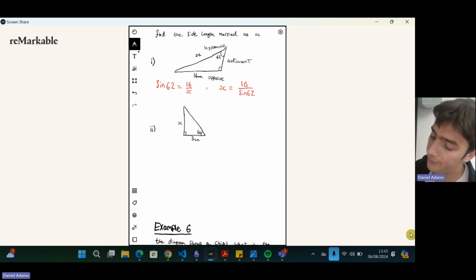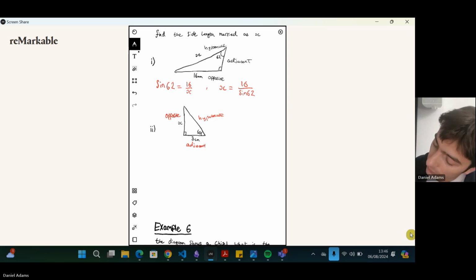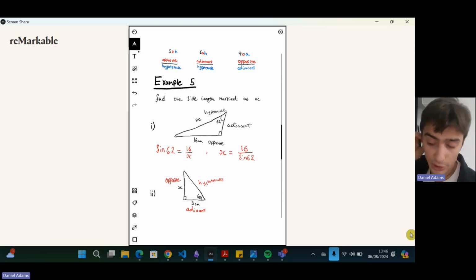So let's label our sides again. This is the hypotenuse, because it's opposite the right angle. This is the adjacent, because it's next to the right angle and the angle we know. And this is the opposite, because it's opposite the angle that we're interested in. Okay. So we know the adjacent and we want to know the opposite. Okay, so we don't care about the hypotenuse here.